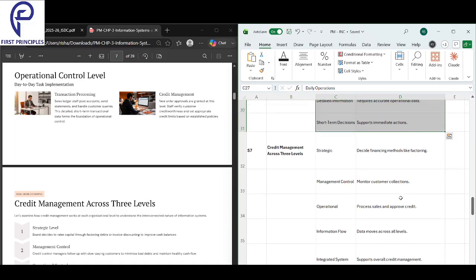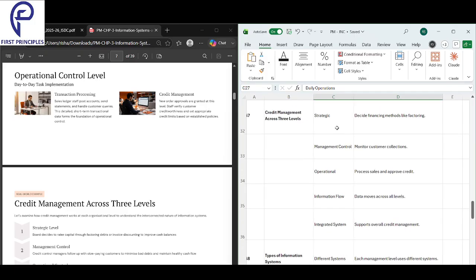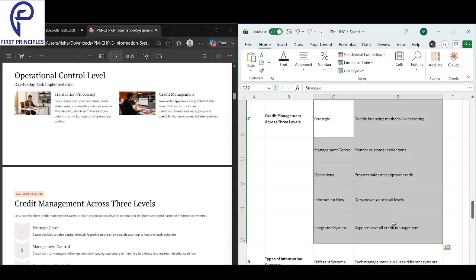Strategic is at the top level, long-term thinking, they give the direction. Middle level, they take the strategy, take the operational, they link the two. Right? They allocate the resources, they track the progress. But whereas operational, they do more day-to-day, they need more detailed information. Okay, next, strategic. When we talk about strategic, they decide the financing methods like factoring.